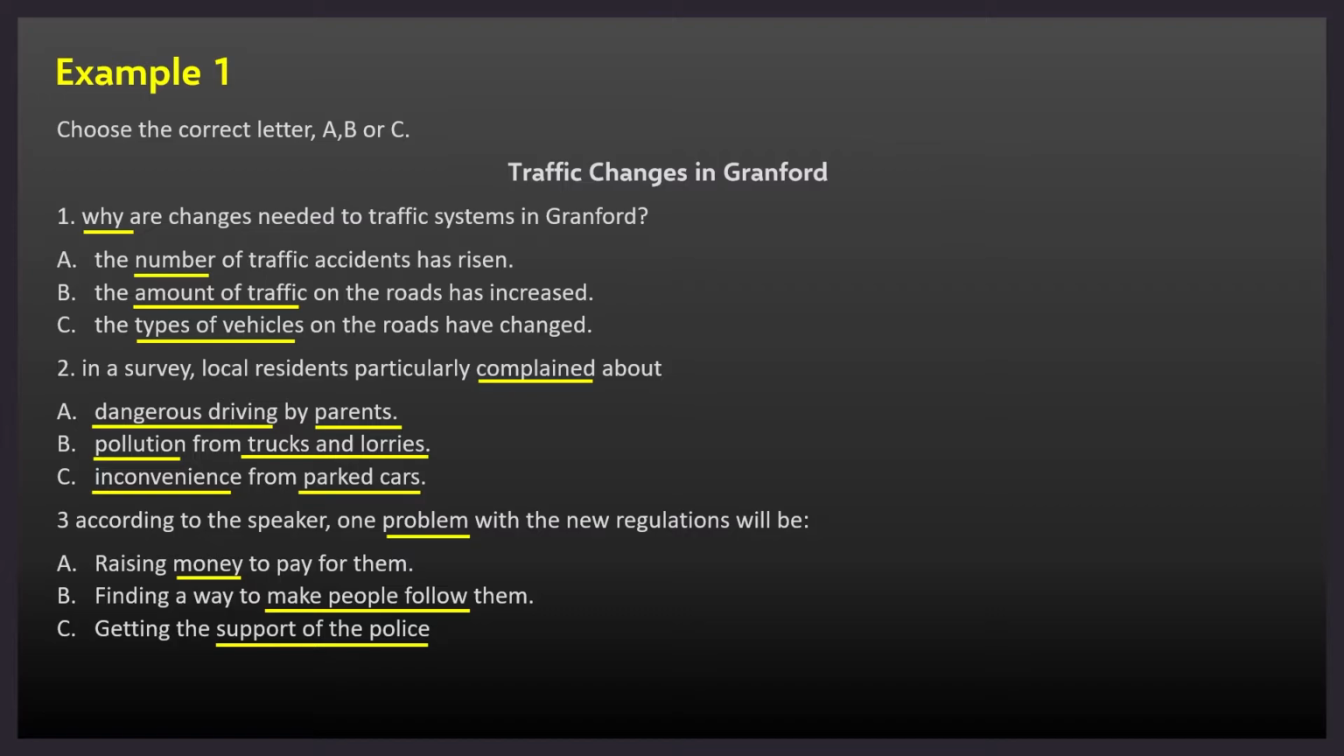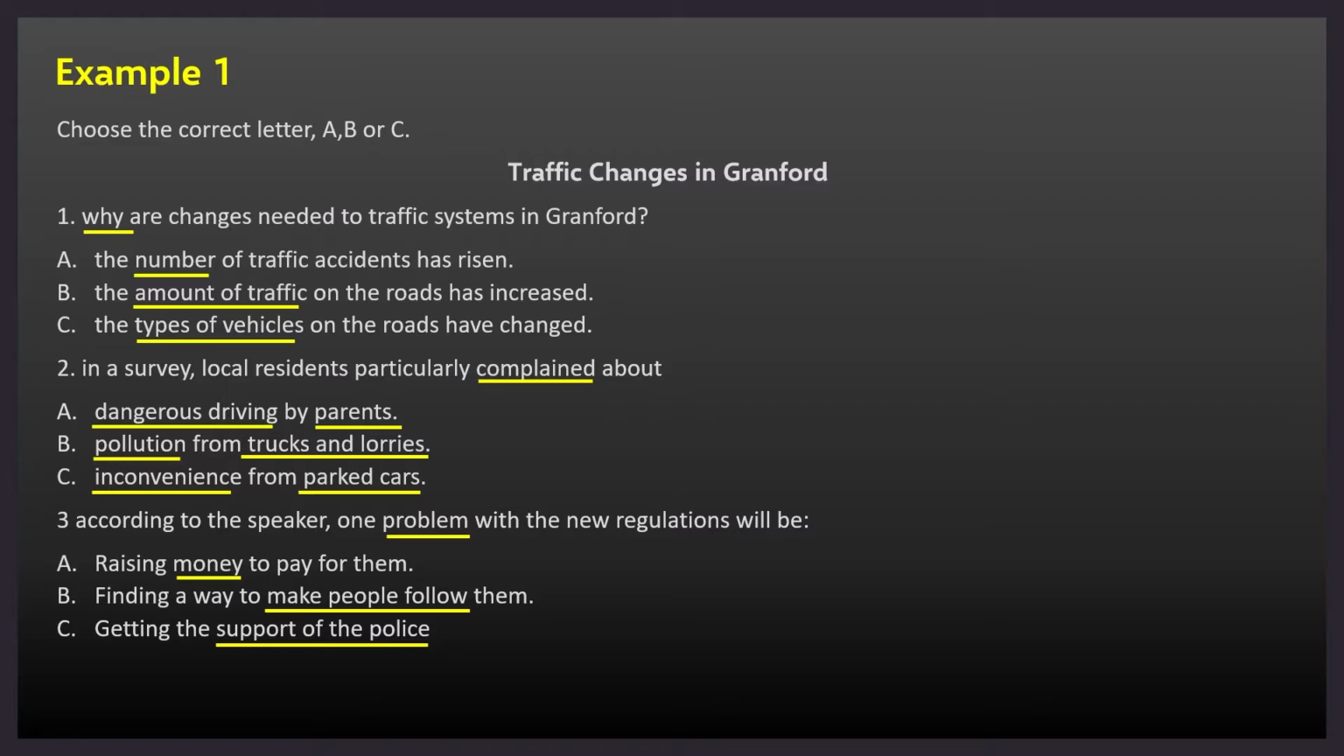Now we will listen to the whole listening. I will play it for you. Try to find the correct choice. Then we will come back and get to the questions one by one and find which one is the correct choice and why. Let's go. Now listen carefully and answer questions 11 to 13.